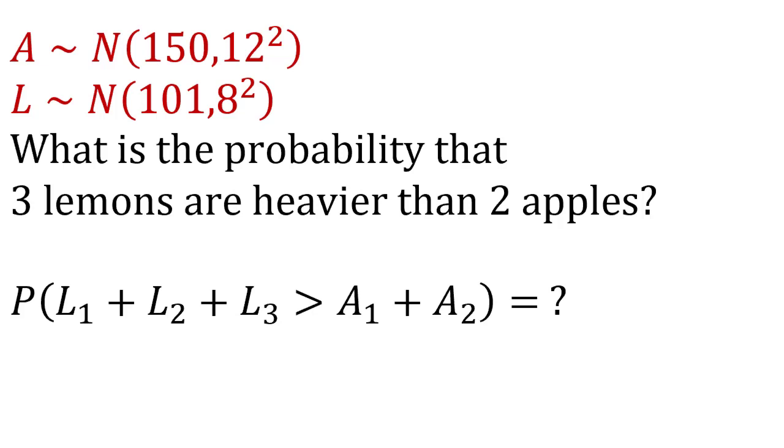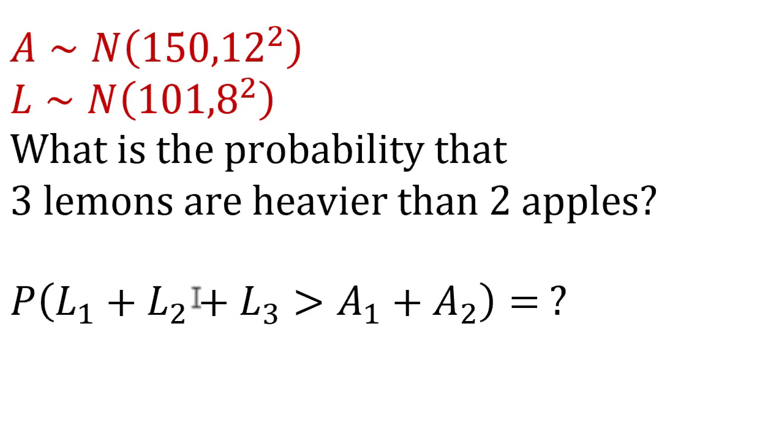I've got some apples and lemons, an infinite population of both, with those two distributions. And the question says, what's the probability that 3 lemons are heavier than 2 apples? Whenever you see a probability question written in words, you should try and capture that in symbols. So I've done that. I've, first of all, registered the fact that it's talking about 3 different lemons and 2 different apples. If you watch the other video, you'll know that that's a big difference between multiplying a lemon by 3. But anyway, that's it.